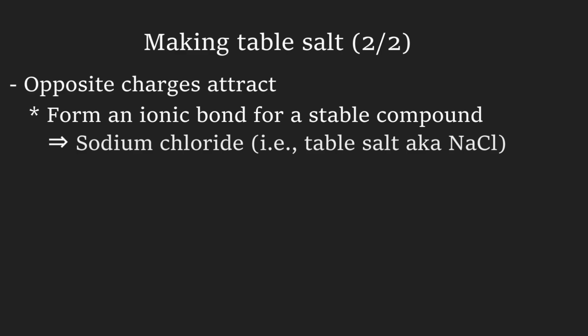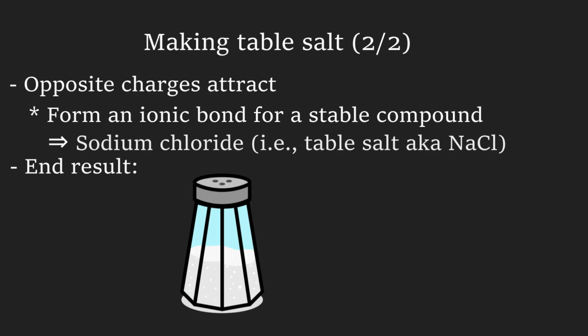also known as NaCl. The end product is a white crystalline substance that we know as table salt. It's safe to eat and is used in cooking and food preservation. In summary, making table salt involves sodium giving away an electron to chlorine and then coming together to form a new stable substance. This simple reaction is a great example of how elements can combine to create something completely different.